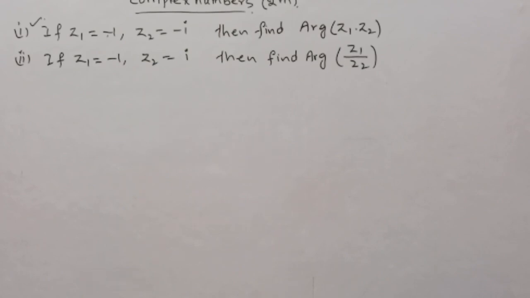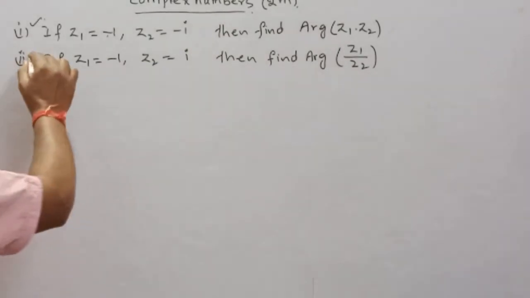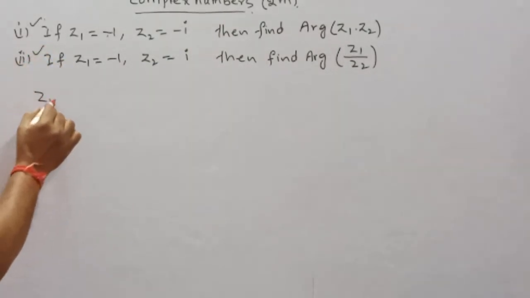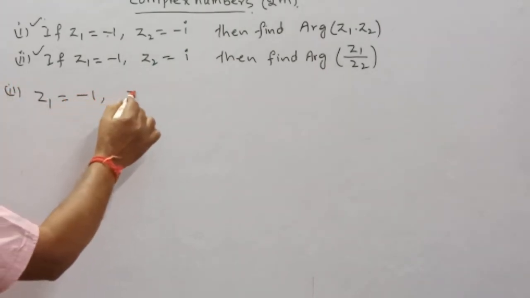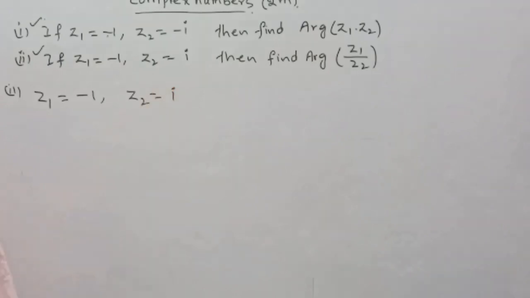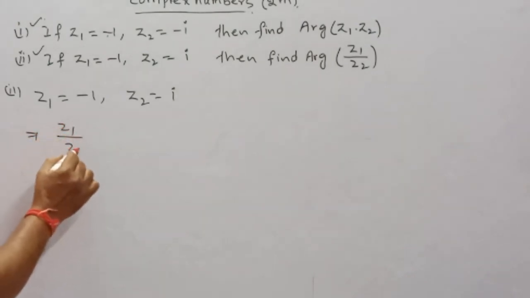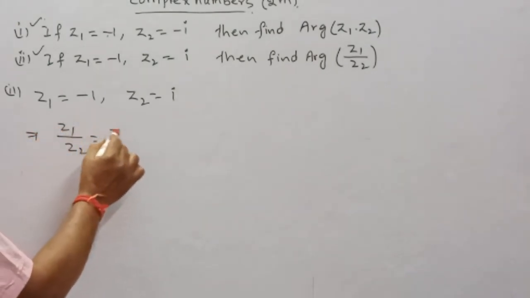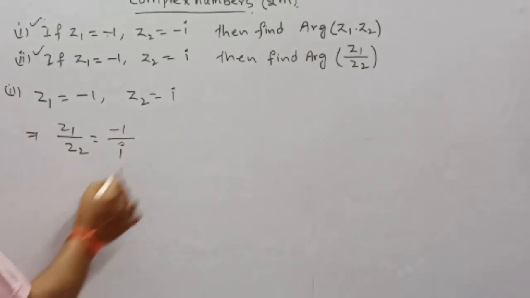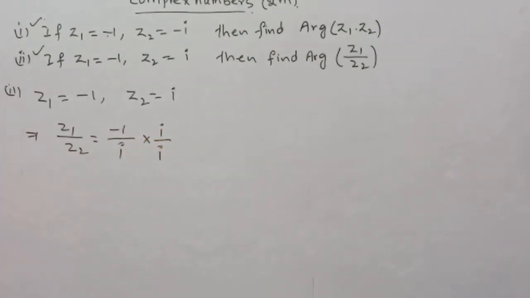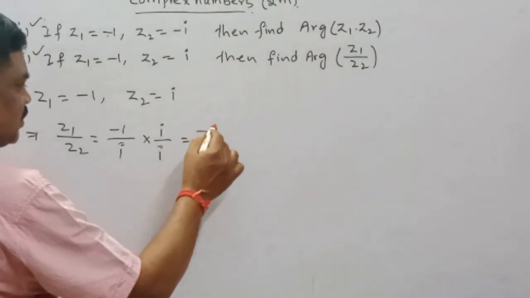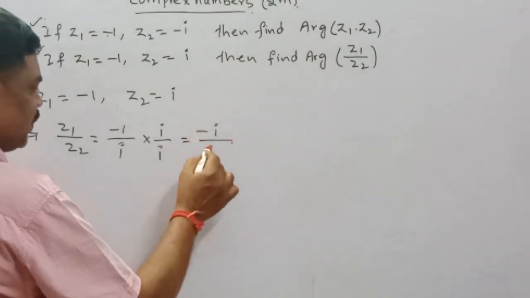You see, all of you, the second problem. Here, this is the second problem. Z1 is equal to minus 1, Z2 is equal to i. Then find the argument of Z1 by Z2. Here Z1 by Z2 is equal to minus 1 by i. You can multiply and divide with i. Okay, all of you. Then what is minus i by here i square?